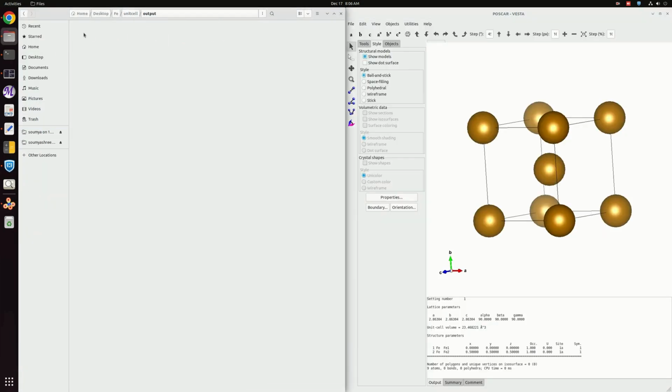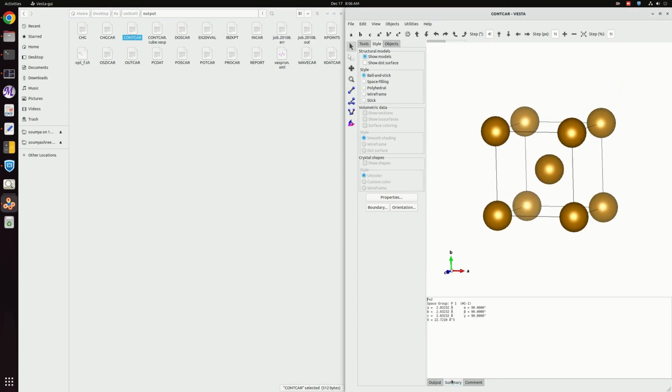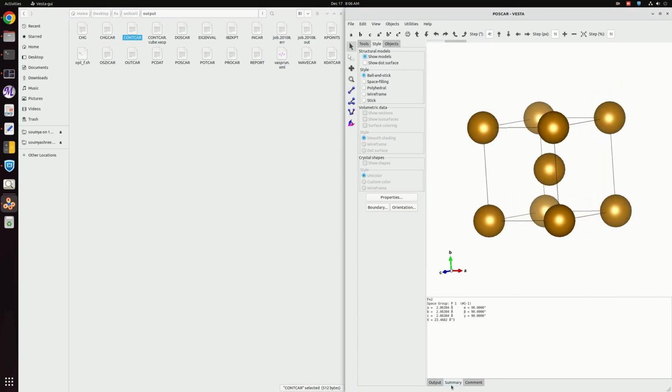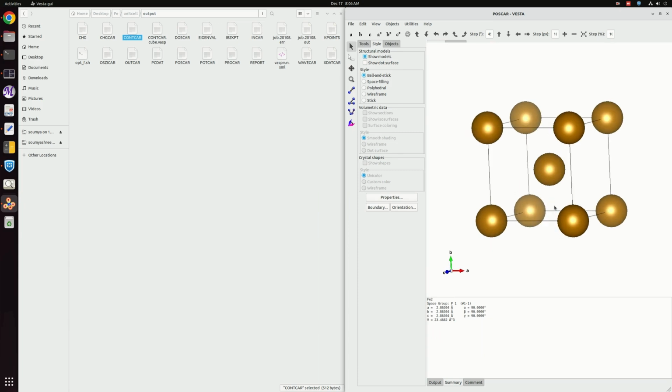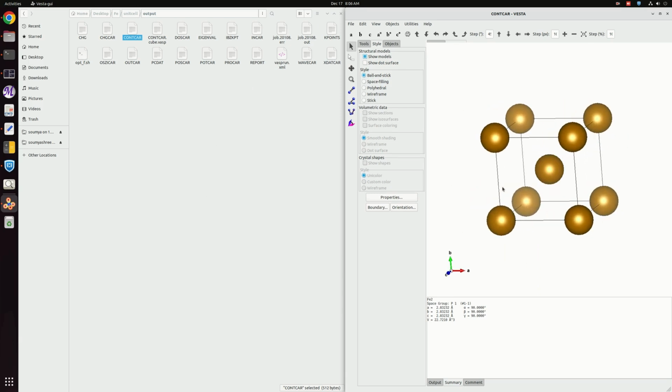Now I am going to open the OUTCAR file that I have saved after this optimization. Here you can see there is a difference from the initial POSCAR. The lattice constant initially was 2.86, and after doing a full optimization of the atomic positions and the volume as well, the value we found is 2.8323.